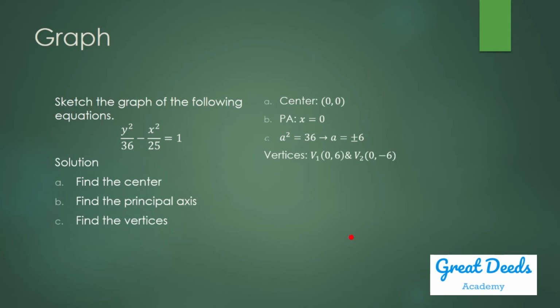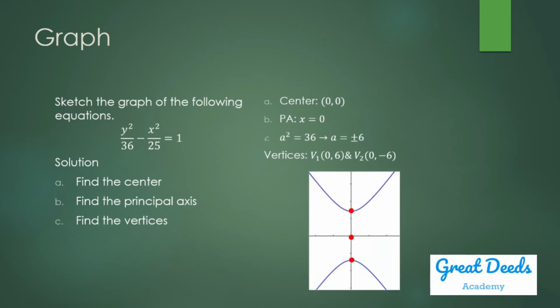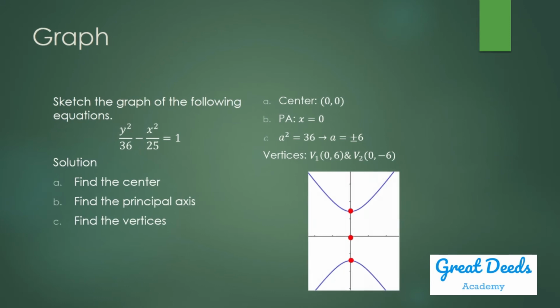Okay, so let's say, for example, this is the center. Our principal axis is vertical. So that is one vertex. This is the other vertex. So this one is V1, and this one is V2. And this is our center. And with that, we know now that more or less this is how your hyperbola will appear.